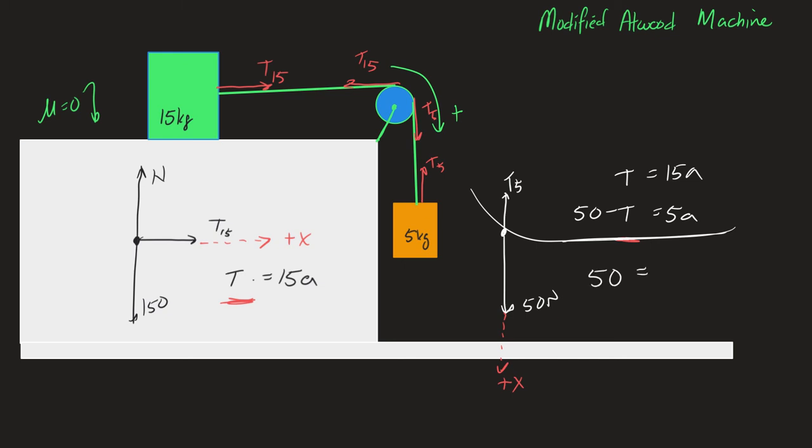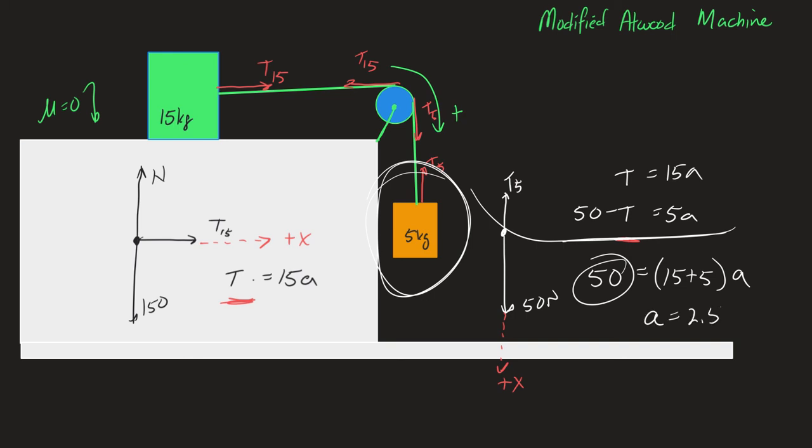50 equals 15 plus 5 times A. I'm doing that on purpose. Do you see that we're adding the two masses together? You know that you've done the problem right if that's true, but what is the 50 over here? Where did it come from? You realize that's this box. Its weight, right? That's the external force, the force of gravity on only one box, that causes both of them to accelerate. How much do they accelerate? Well, 2.5 meters per second squared.